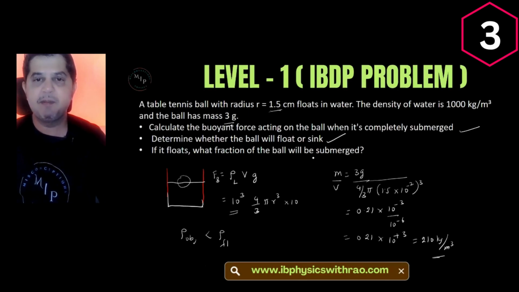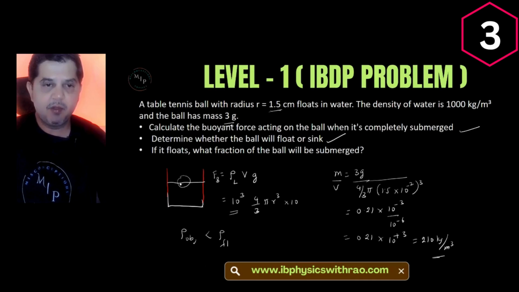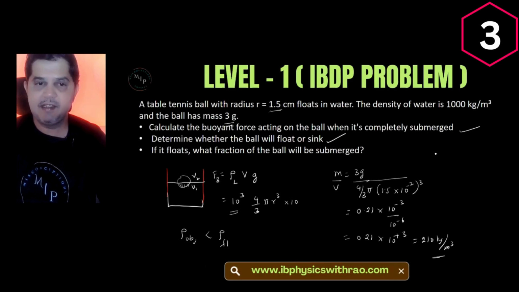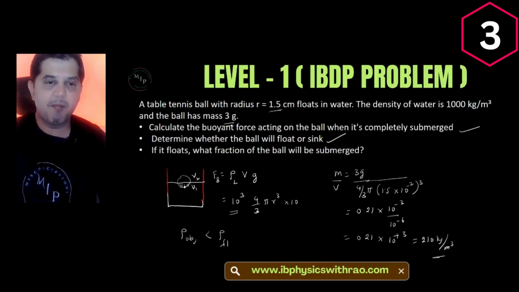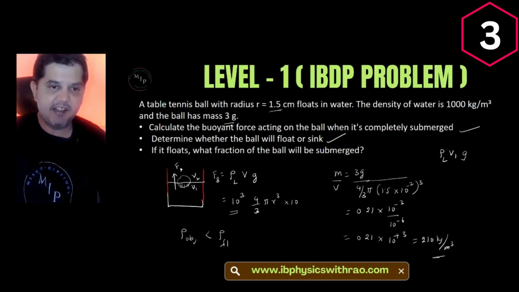If it floats, what fraction of the ball will be submerged? Next question. So how do you find this? Let me assume the volume inside is V1 and this is V2. Okay. So now we can say the volume of fluid which has been displaced over here, the mass of the fluid, should be equal to the density of the liquid multiplied by V1. V1 is nothing but the volume of fluid which has been displaced. Okay, and then this multiplied by g will give you the buoyancy force. So the buoyancy force is acting like this. Let me write this as FB.